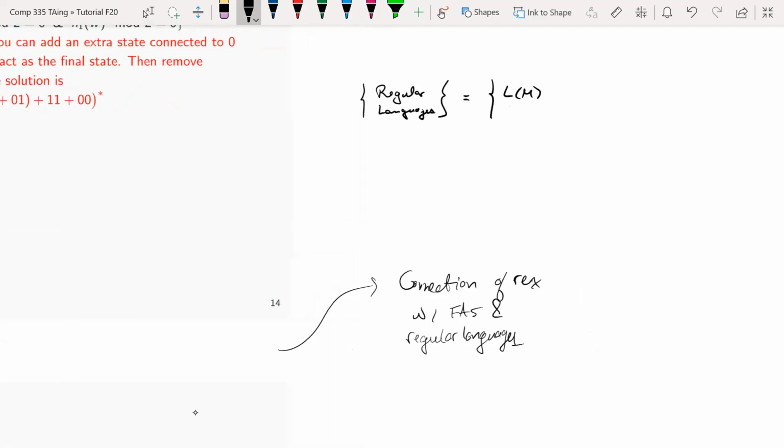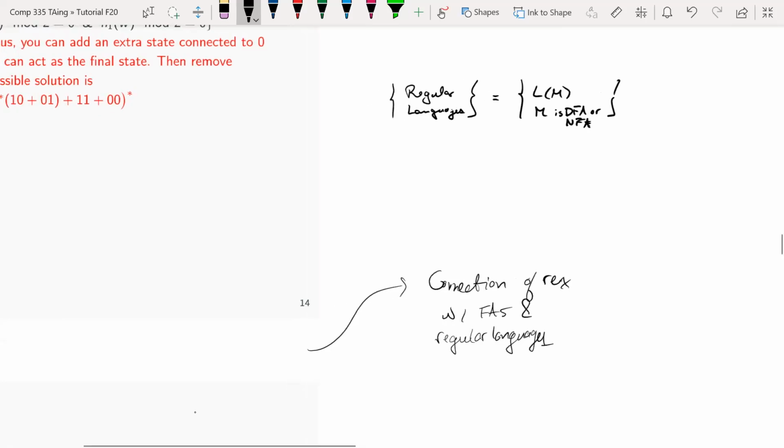And then we also saw that DFAs are equivalent to NFAs. So M is a DFA or an NFA. In other words, if an FA accepts a language, then it's regular. And if a language is regular, then it has an FA that accepts it. But now we can say the same thing about L of R, the language denoted by the regular expression R.